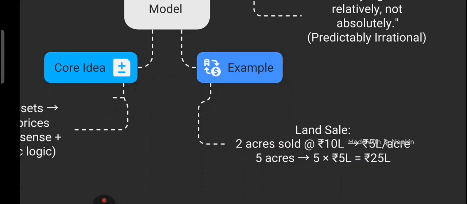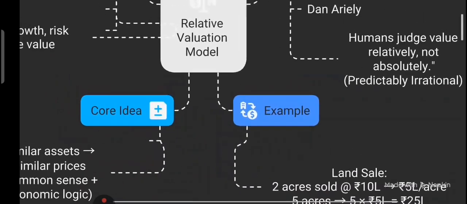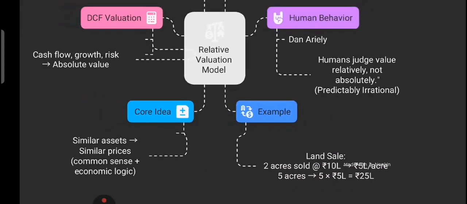Imagine 2 acres of land sold at rupees 10 lakh total. So obviously what is the price per acre? It is nothing but 5 lakh rupees per acre, isn't it? Because 2 acres are sold at 10 lakh, so per acre cost is 5 lakh. So what will be the cost of 5 acres? It will be simple, 5 into 5 lakh is equal to 25 lakh. So this is how the relative valuation model works.